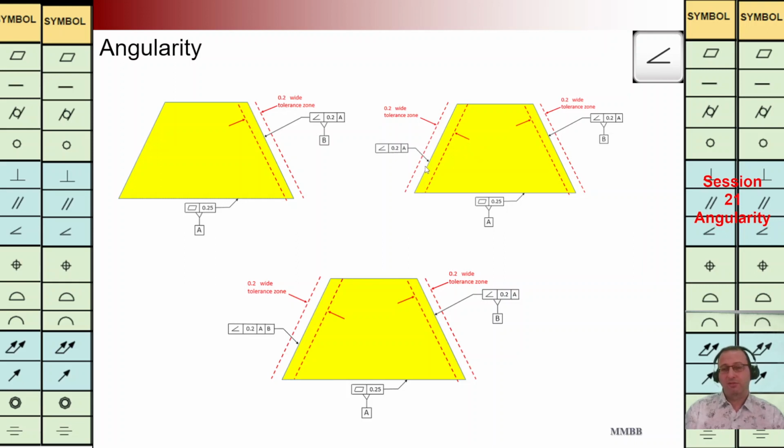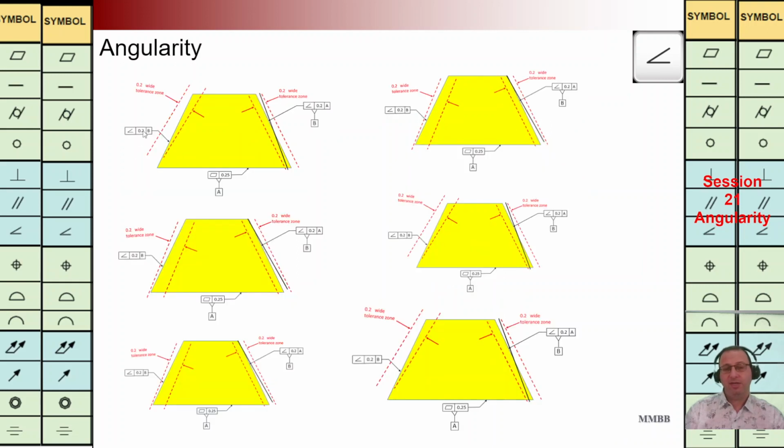On left hand side, we are going to control the orientation of that back to A. At the bottom, we are going to control that plane on left hand side with this angularity symbol. The TZ is 0.2 back to A and B. It means at the beginning we are going to control the orientation with respect to A, and then we are going to control that orientation with respect to B.